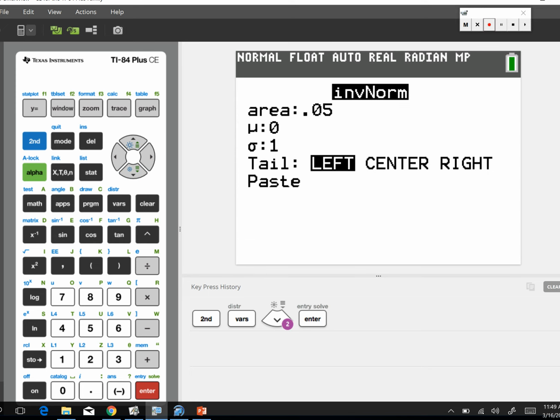Now I know mine shows things a little bit different. I have a few different options on my menu. My calculator is a little bit newer than what some of yours is. The area you're entering in is the area to the left of the z-value you're trying to find, and in this case our alpha is 0.05. Leave your mu at 0 and your standard deviation at 1 because we're talking about the standard normal distribution, and that's what those two things are. And then for me, I could pick center, right. I could pick where I want this to fall, but just to stay with you guys, we're going to go with the left.